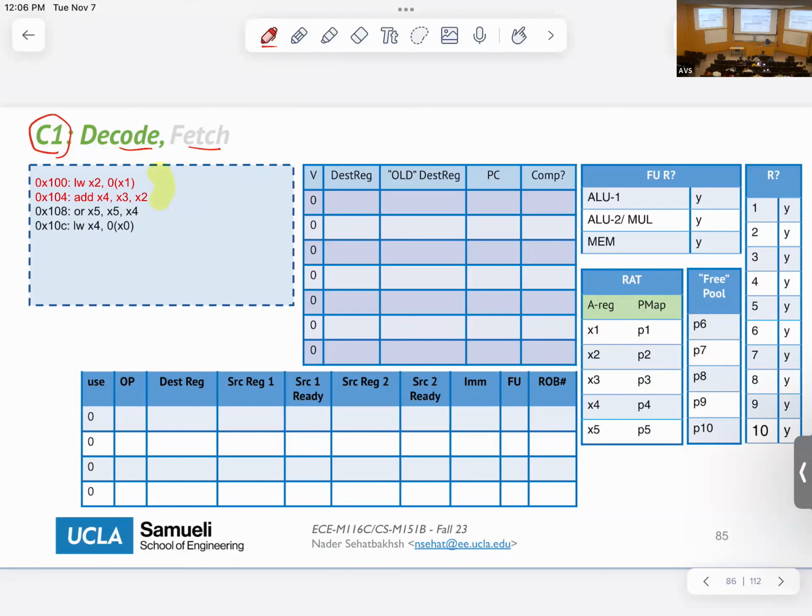So fetch and decode. And then at some point we're going to start doing the renaming. For the renaming, what we need to do is that for the source register, we just go to the table and copy that physical register, and for the destination register, we need to create a new destination register. That's why we changed what used to be P2 to P6, and what used to be P4 to P7. So we are updating this table here. We got rid of those registers from the free pool, and then we move on to the next instruction.